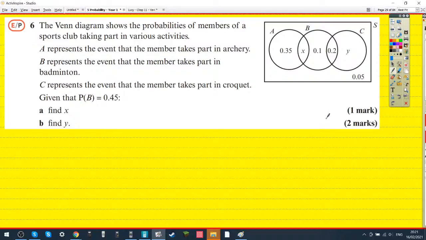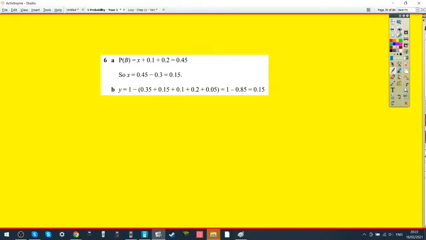Let me see this one. Probably a bit like B. It's very similar. 0.15 for X. And how do we get Y? You add them all together and minus from 1. Yep, you'll be fine.